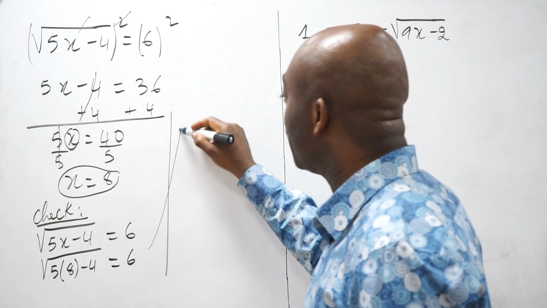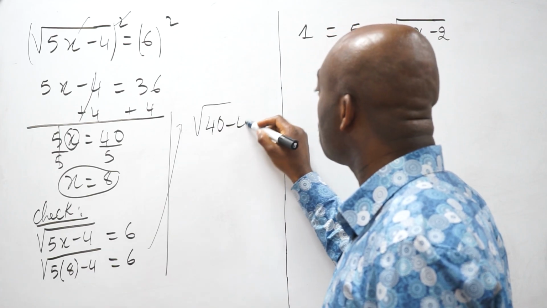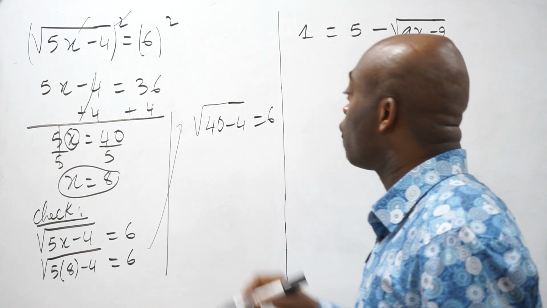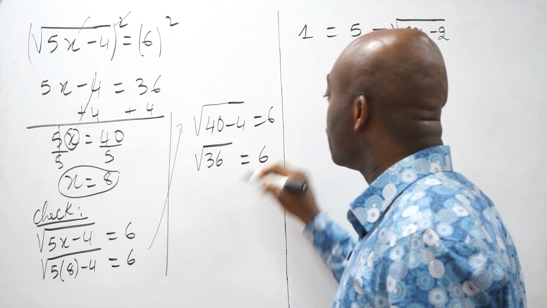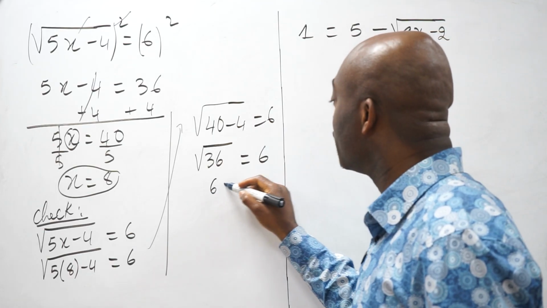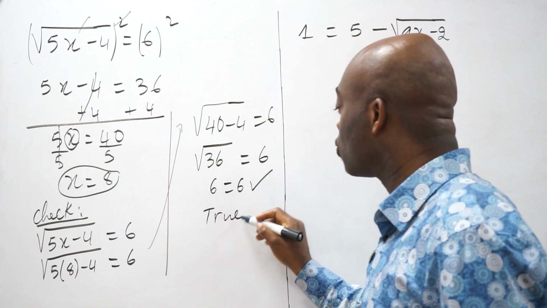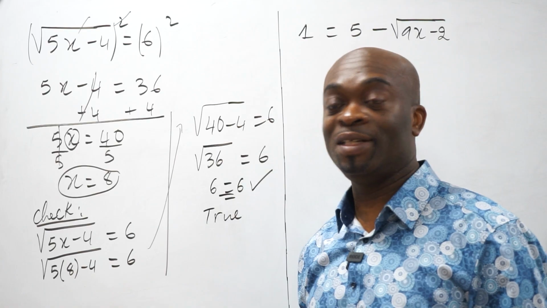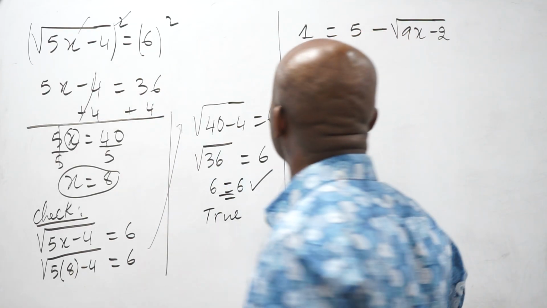So this is giving us square root of 40 minus 4 should be equal to 6. And 40 minus 4 is 36. So square root of 36 equals 6. And of course, square root of 36 is 6, so 6 equals 6. This is a true statement. So that means x equals 8 is indeed the answer for this problem here. All right, so let's go for the second one.